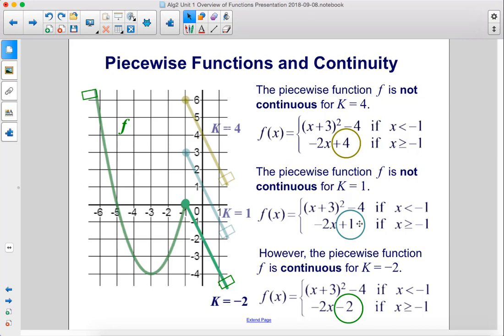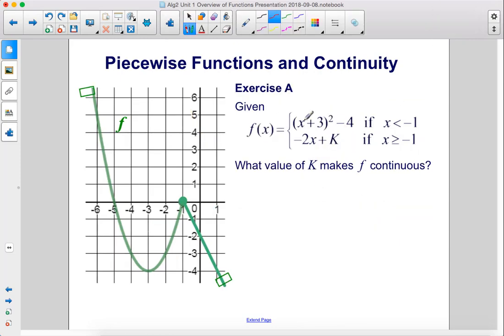Here we have three different values for k. When k equals 4, the line is up here. The piecewise function f is not continuous when k equals 4. The piecewise function f is also not continuous when k equals 1. However, the piecewise function f is continuous when k equals -2.